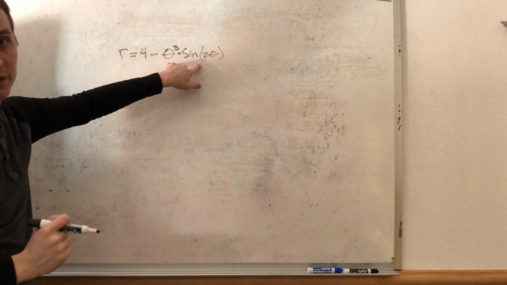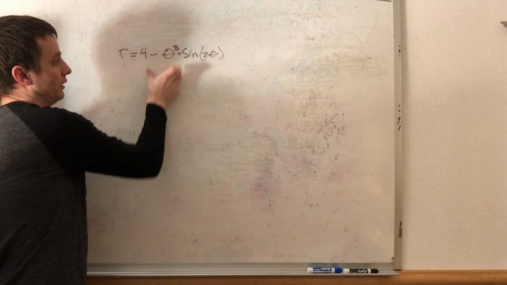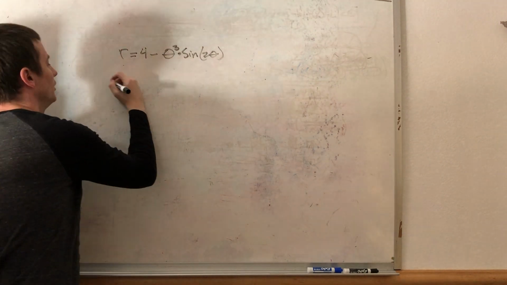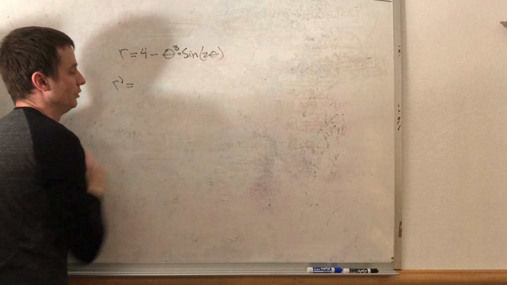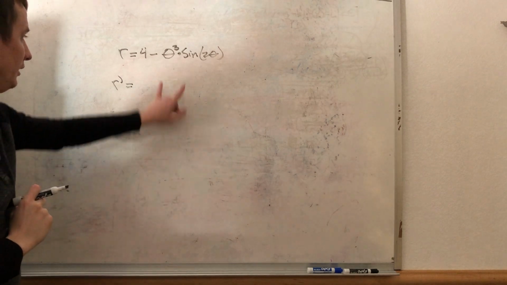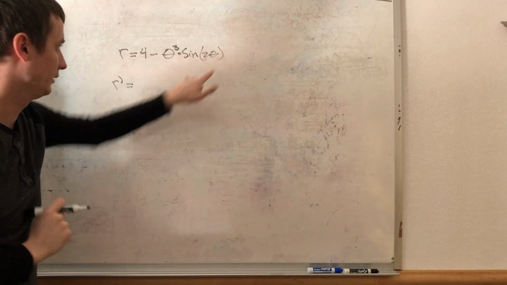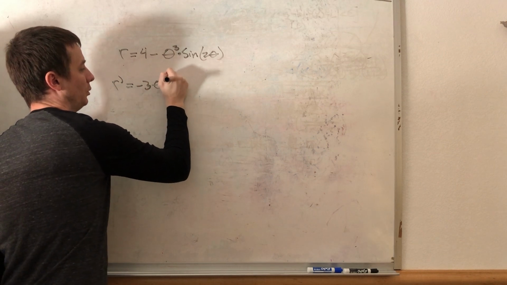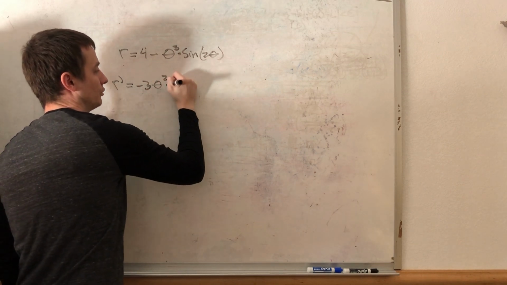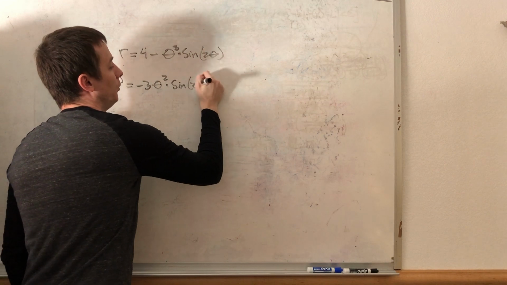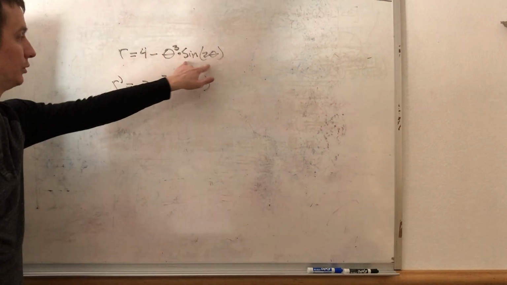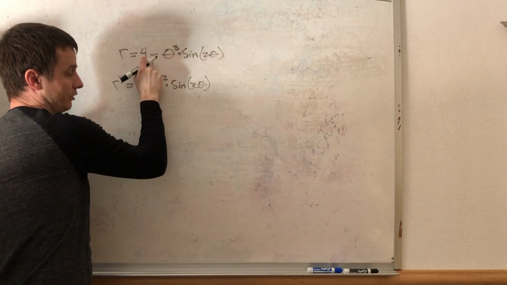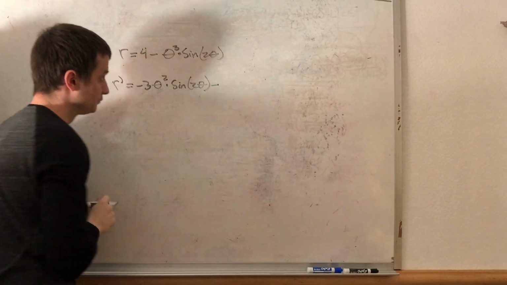For this, we need to use the product rule. So the way I'm going to group my terms is I'm going to think about negative theta cubed as one term and then sine of 2 theta as the next term. So r prime is equal to the derivative of the first multiplied by the second. What's the derivative of this? Minus 3 theta squared. So the derivative of the first multiplied by the second plus the derivative of the second multiplied by the first. So the derivative of this multiplied by this, notice either way we'll have a minus sign, so I'll write the minus there.